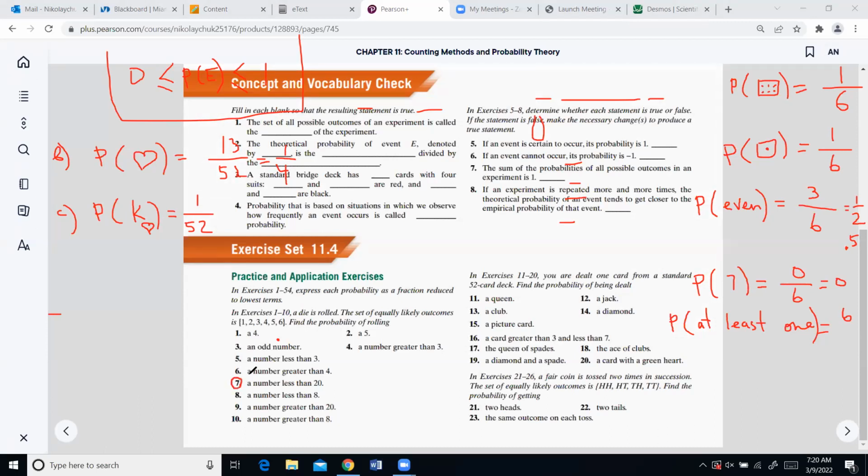Number 7 says, if you have equally likely outcomes for the little cube that you roll once, so looks like in exercise 7, you need to find the probability that your result is less than 20. Let me see, what kind of question is that?